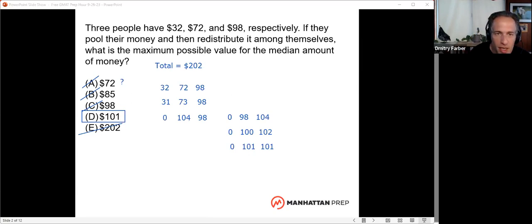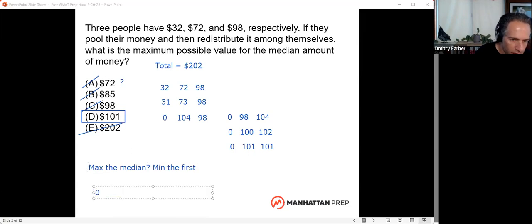You might just as well have said, okay, if the total is 202, right? If I want to max the median, I might just min the first, right? So I could say, okay, if I have 0, and then for these two, I have 202. And then to make the median still in the middle, I can't give it more than half. So then I have 101 and 101. And if you think of that, that's great.